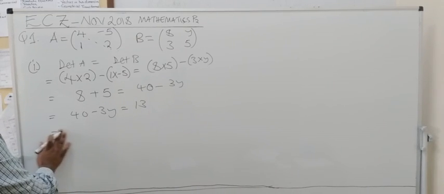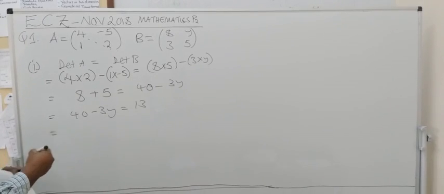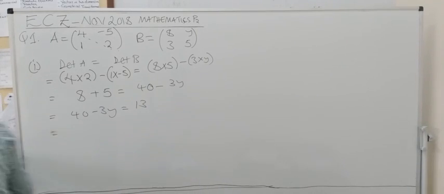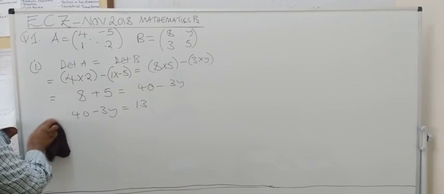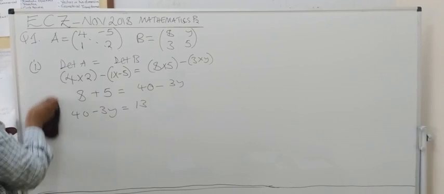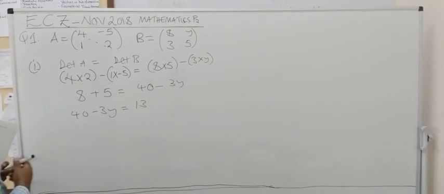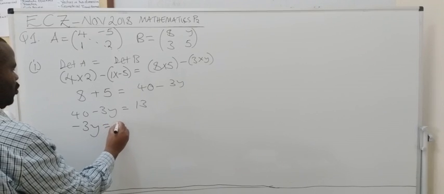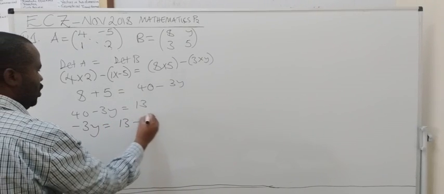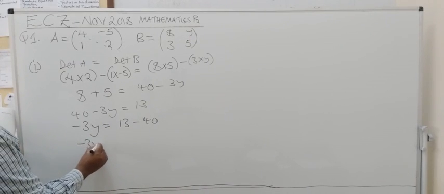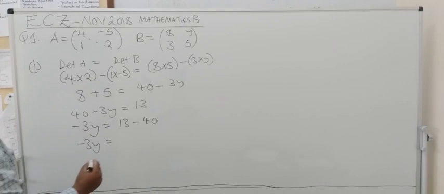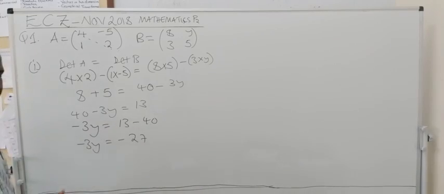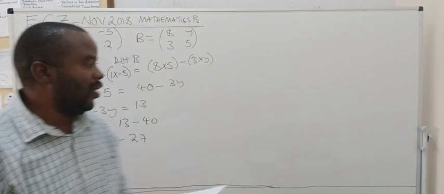Maybe we can erase the equal sign, because that might be misleading because we already have another equal sign. So we take this one to the other side, so negative 3y is equal to 13 minus 40. You don't need to worry here, you use a calculator. What do you get? You get negative 27. This minus that, you get negative 27.